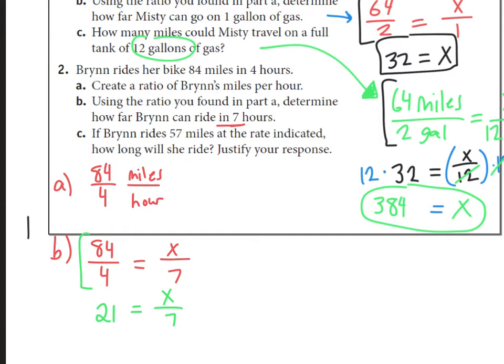And then, like we did in the last problem, how would I get x by itself in this one? There you go. Let's times both sides by 7, because multiplying by 7 will undo dividing by 7. And 7 times 21 is 147.